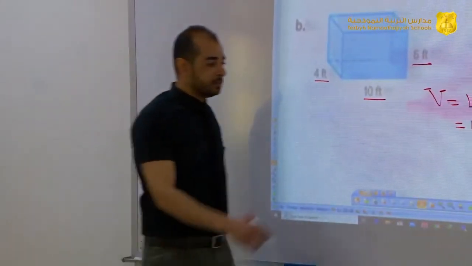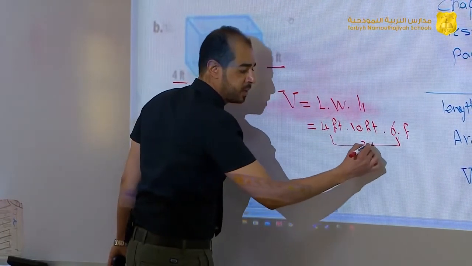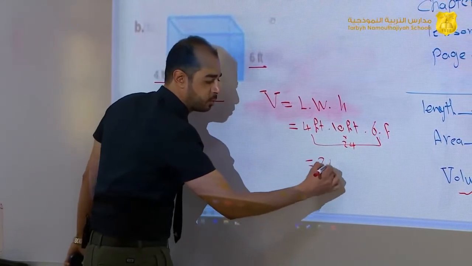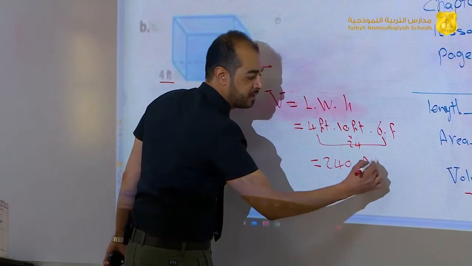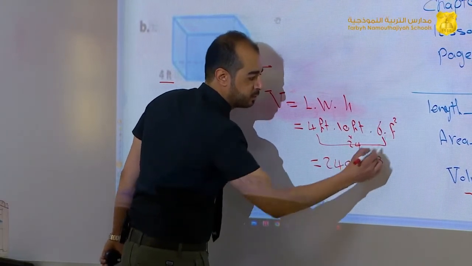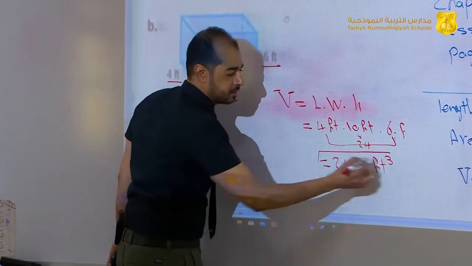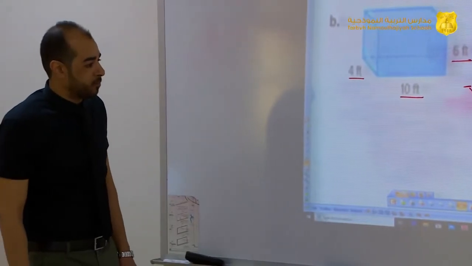Okay guys, let's do it. 4 multiplied by 6 is 24, multiplied by 10, so we get the product of 240. And what about the unit? Okay, it will be cubic feet, or feet to the power of 3. Is it clear? Okay, let's move to another example.